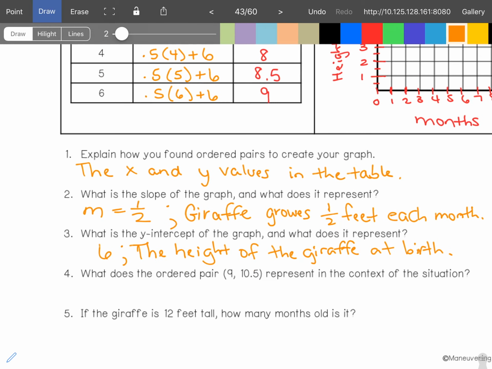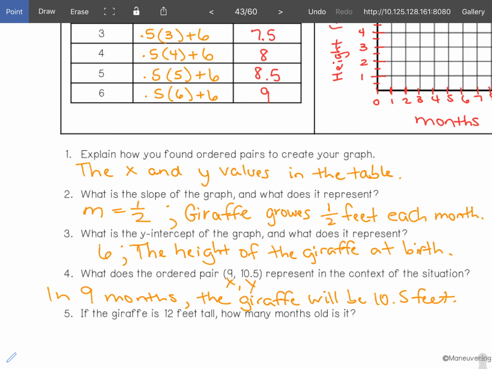Okay, what does the ordered pair (9, 10.5) represent in the context, talking about the giraffe and the growing? What does the 9 represent? Months. So 9 months, maybe we should write in 9 months, the giraffe will be what? 10.5 feet. Good. If the giraffe is 12 feet tall, now hold on, let's think about this.